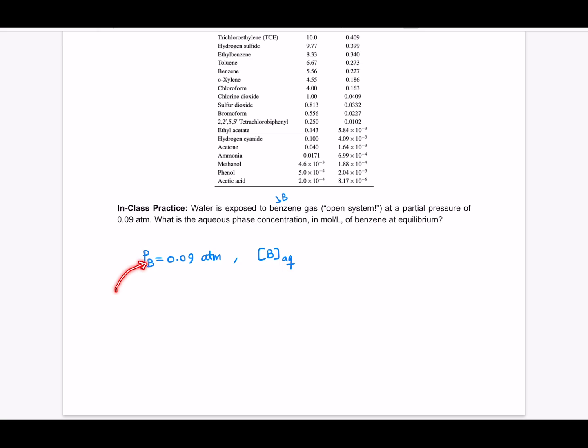So here the partial pressure is given. The concentration in the aqueous phase is requested, right? So this is in atmosphere. This is in mole per liter. So what kind of H do we need? PM, exactly. So we need HPM, because that simplifies some of the calculations down the road. Because we're using H, not KH, it's always the gas phase, in this case written in atmosphere as the partial pressure, divided by the concentration of B in the aqueous phase. What is HPM of benzene? Yep, 5.56, and always make sure the unit is correct. So atmosphere per mole per liter.